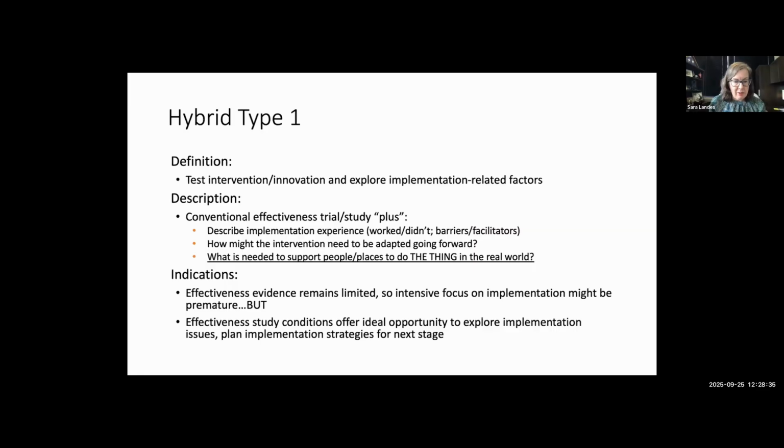So you're really thinking about what can we learn while we're seeing if the thing works. You should do a type 1 if you have limited effectiveness data, which means if you don't have enough effectiveness data, just focusing on implementation wouldn't be appropriate. At the same time, it gives you good, ideal conditions for looking at implementation issues and learning information to think about what strategies you might need in the real world.